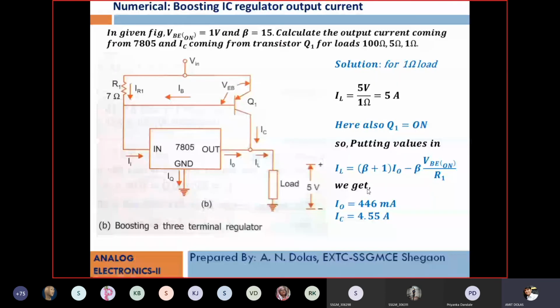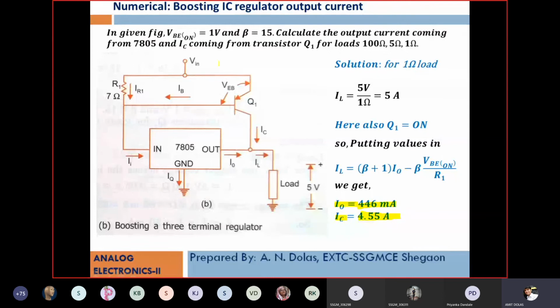Output current of the IC is 446 milliampere. This is subtracted from 5 ampere, which is the load current. We get current passing through the transistor, which is 4.55 ampere. So you can see in this example, maximum of the current is passing through the transistor. Out of 5 ampere current, 4.55 ampere current is passing through the transistor.